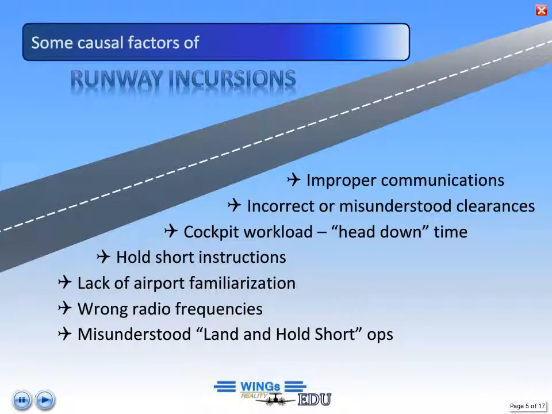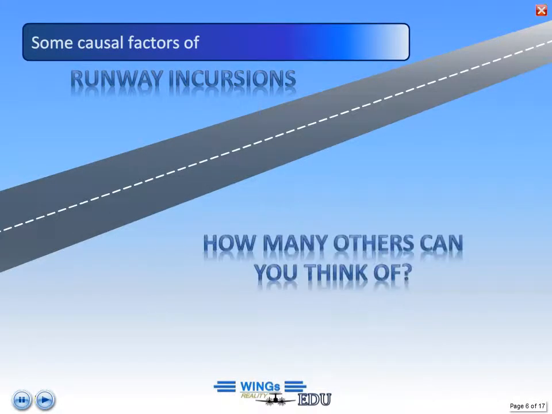So what are some of the causal factors in this type of accident or incident? Improper communications, incorrect or misunderstood clearances, cockpit workload including head down time, hold short procedures, lack of airport familiarization, incorrect radio frequencies, misunderstood land and hold short operations, just to name a few. These are all things that we'll talk about in this module, and things that pilots can think about when they are operating on the ground or in the air.